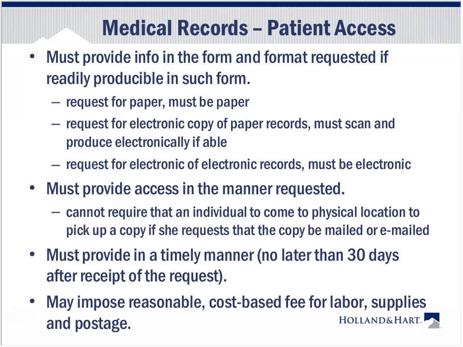If it fits into this designated set of records, then under HIPAA, the covered entity has to provide the information in the form and format requested if it's readily producible in such form. So if it's a request for paper, we must provide it in paper, even if it's electronic, we have to print it off. If it's a request for an electronic copy of paper records, if it's readily producible by our covered entity, then we need to scan and produce it electronically if we can. If it's a request for electronic records, then it should be produced electronically, of course. And we have to provide it in the manner that it's requested.